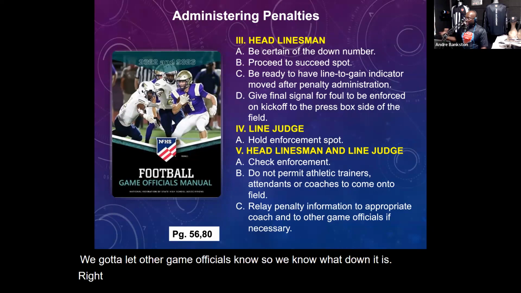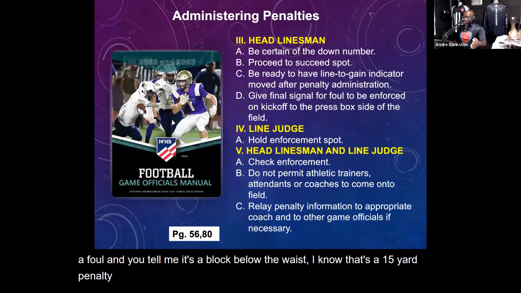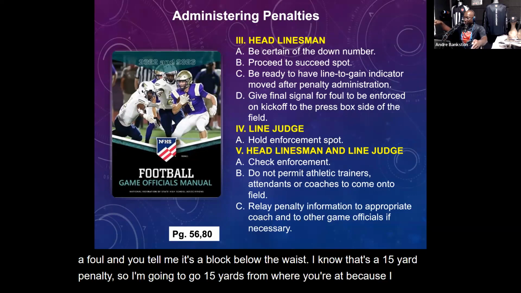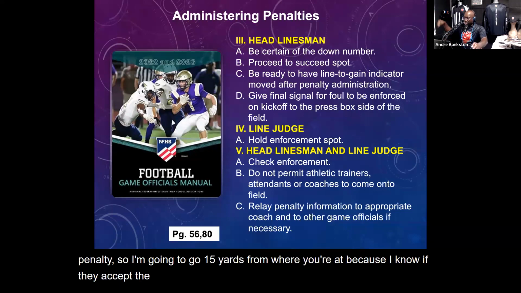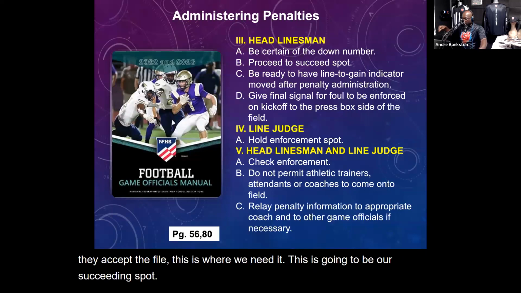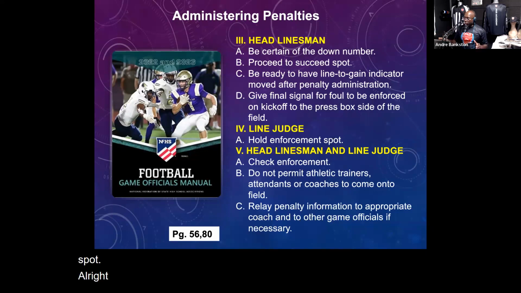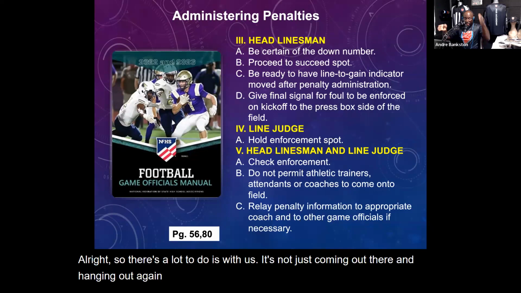If the line judge calls the foul and tells me, the head linesman, it's a block below the waist, I know that's a 15-yard penalty. So I'm going to go 15 yards from where you're at, because I know if they accept the foul, this is where we need it. This is going to be our succeeding spot. You need to be there. I need to be there. And you need to hold the enforcement spot. There's a lot to do with us. It's not just coming out there and hanging out. Again, there's a difference between a trained official and an untrained official.